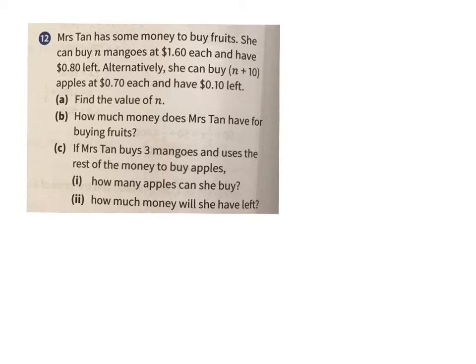But now if I have N mangoes at $1.60 each and have 0.8 cents left, that means I will have a total price of $1.60 times number of N mangoes plus 0.80 cents, okay, for the total amount of money that she has. If alternatively she buys N plus 10 apples instead at 70 cents each, so the price for the apples is 70 cents times N plus 10 apples, and I have a total of 10 cents left.